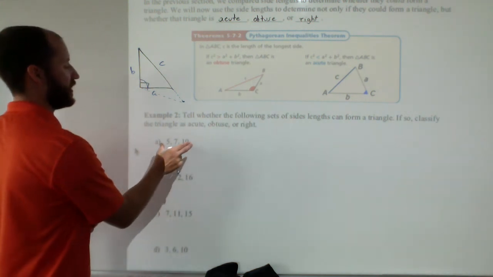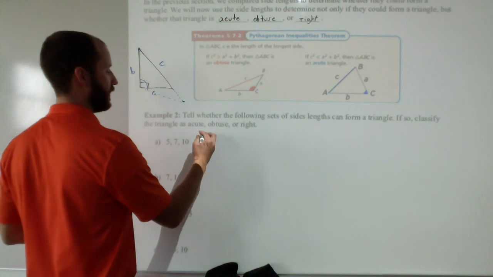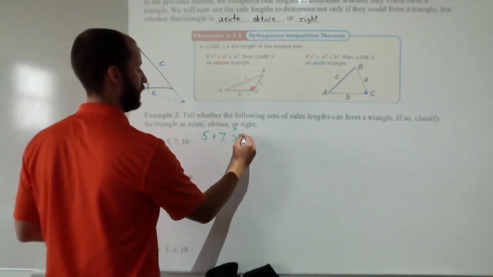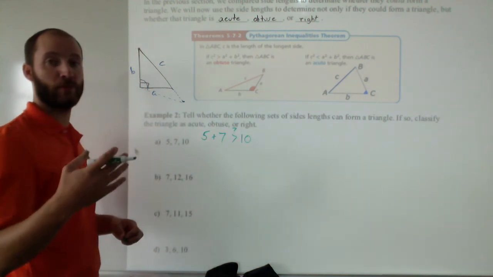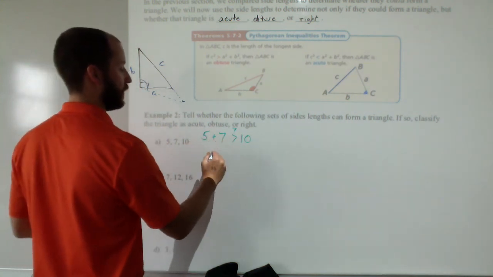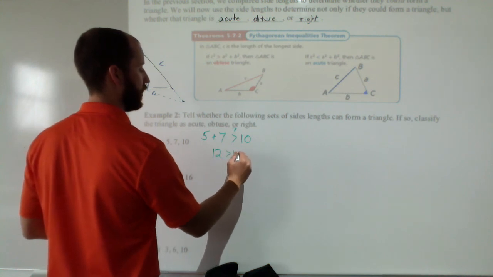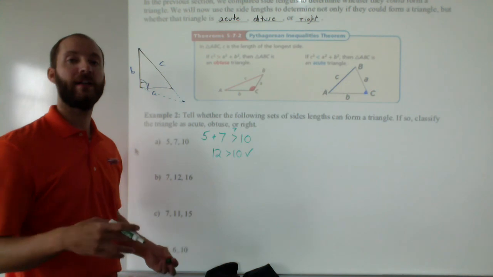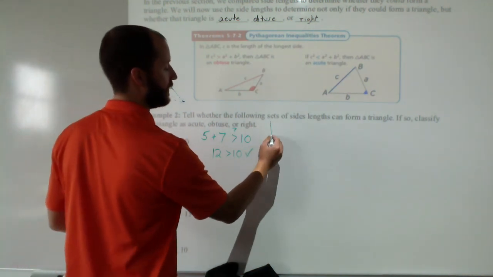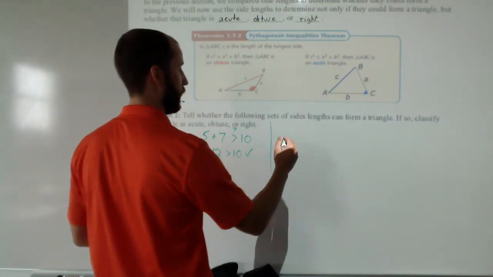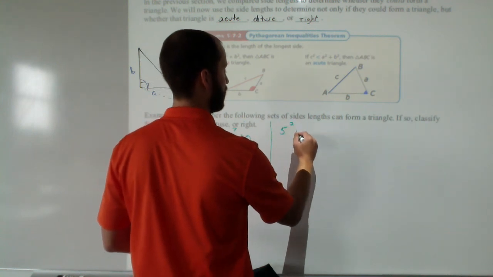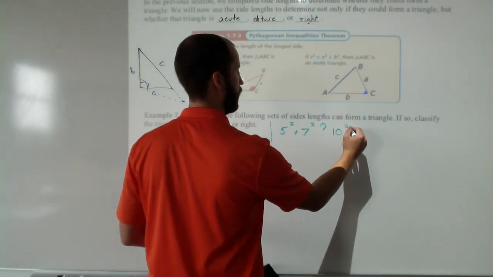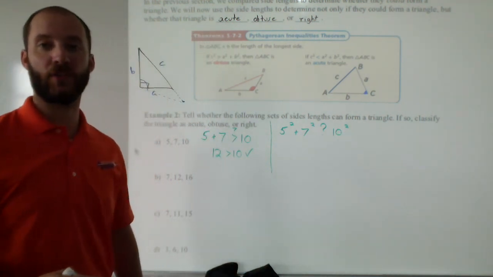So first, let's see if this can form a triangle. 5 plus 7, is that greater than 10? This is from a previous section. 5 plus 7 gives you 12. 12 is greater than 10. That checks out. This would form a triangle. So now here's the next part. What type of triangle would it be? We'll take the 2 shortest sides, squared and summed, and compare them to the third side squared.